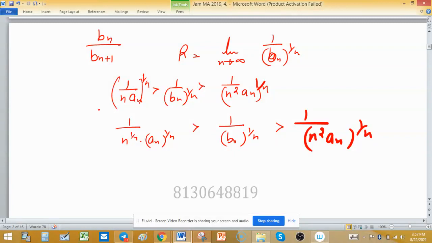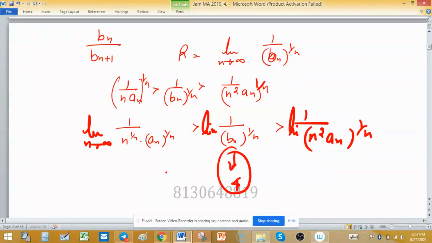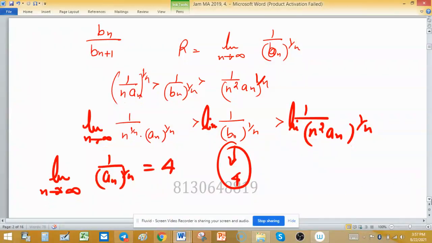Now use limit n tends to infinity in this also, and in all. So you can say that this limit is given to us. Not this one, this one is given to us. We are given the radius of convergence of an, so limit n tends to infinity of an raised to the power 1 upon n is equal to 4. This is given to us.